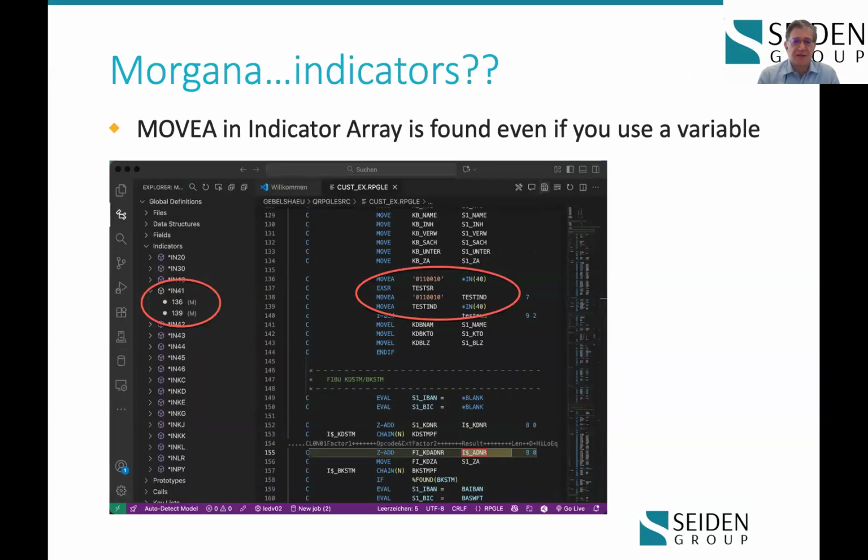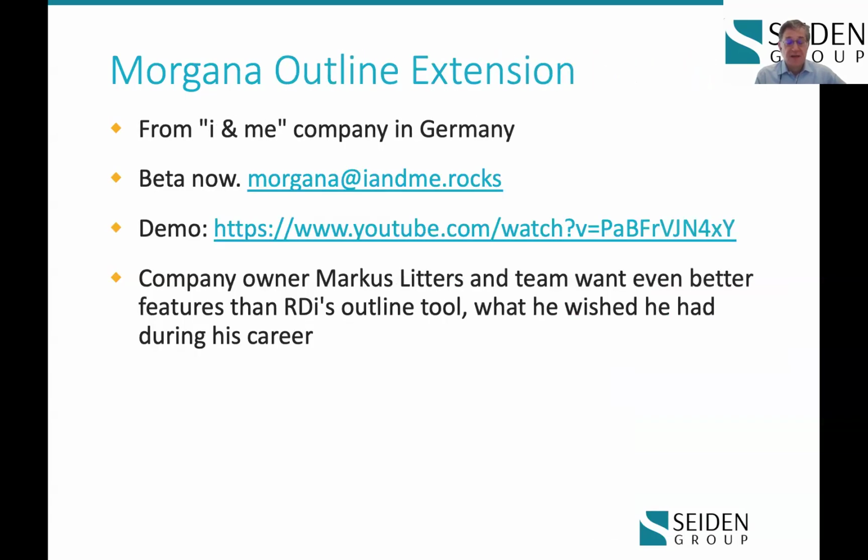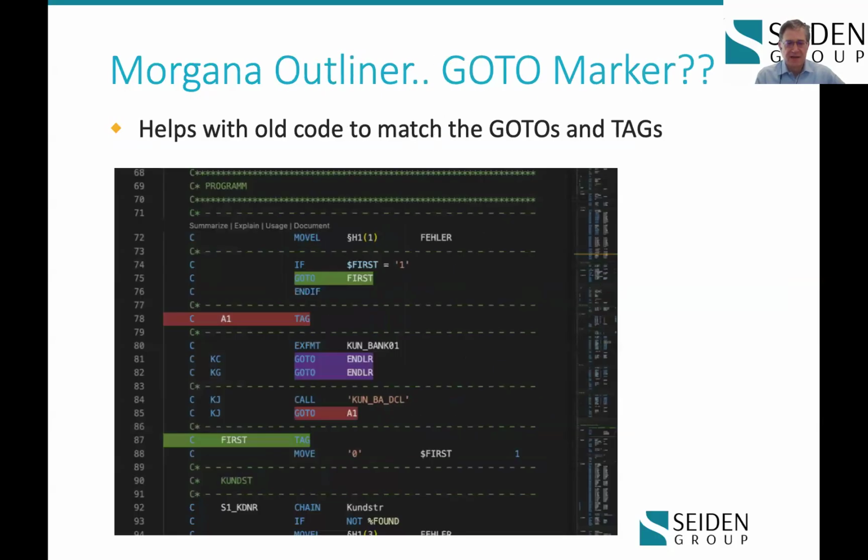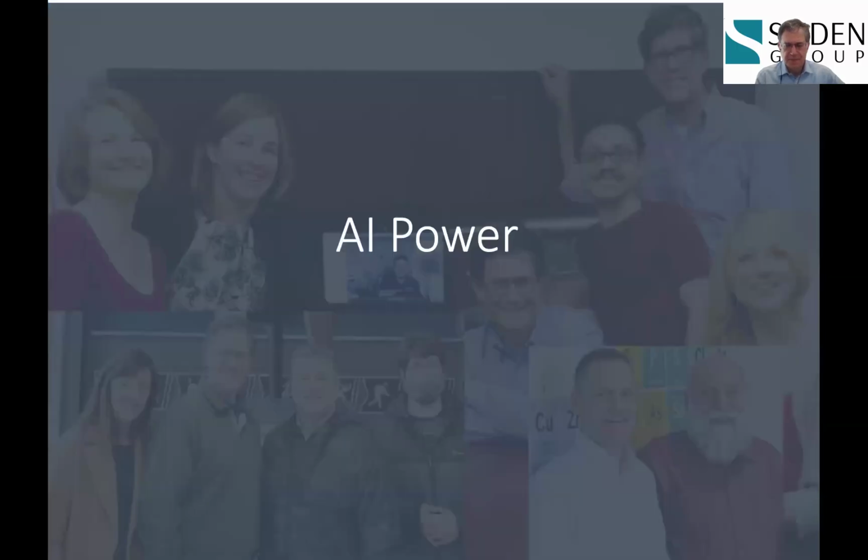Also dealing with indicators. There's a note here: the MOVE an indicator array is found even if you use a variable. You cannot fool this outliner. That's basically what we're learning here. So again, these slides will be available to all of you. And if you want a beta of this and to help them work on it, then you've got to go to Morgana at ime.rocks to get a beta of that.